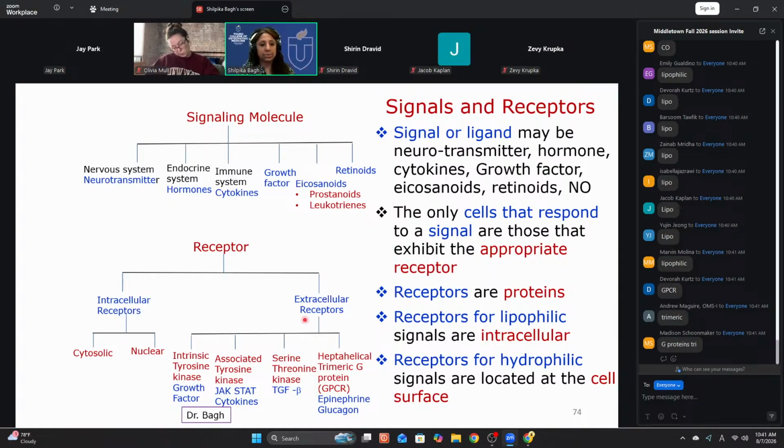Now go to tyrosine kinase receptor. Growth factors use intrinsic tyrosine kinase receptors. Insulin uses a separate tyrosine kinase model. Please don't do cytokines in detail, which use associated tyrosine kinase receptors. Serine threonine is TGF beta. Please don't do that in detail either.